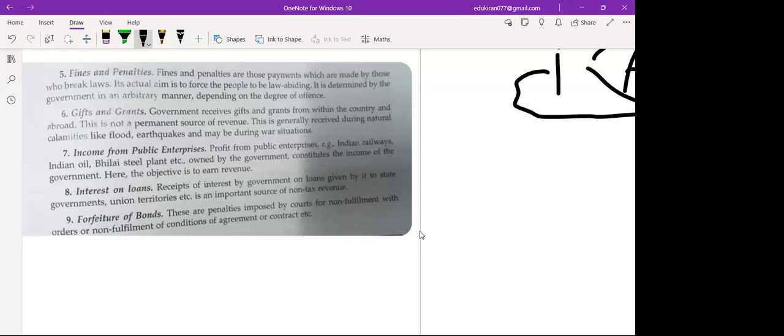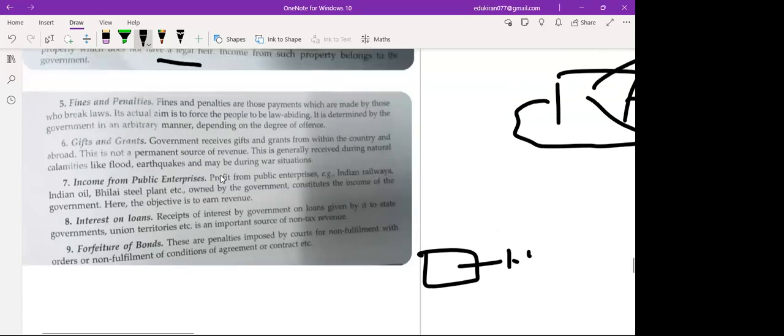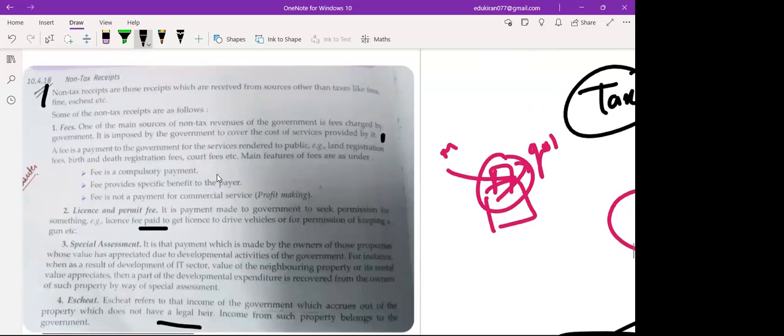For example, I made a bond that I'll pay you 1 lakh rupees on a particular date, but I failed to do so. So that is the penalty I'll pay. That is called the forfeiture of bond. Clear?